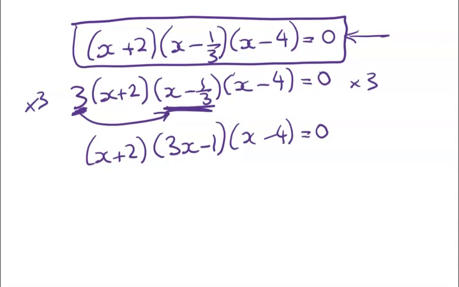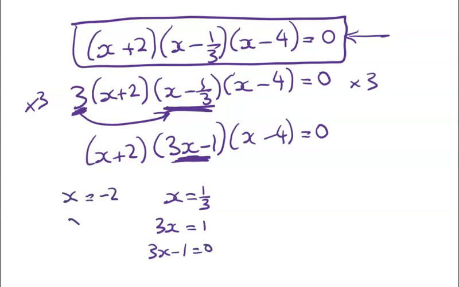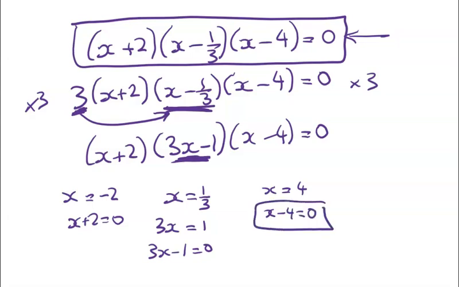Others of you will be confident with your quadratics and your cubics, and you will have gone straight away to knowing that if the root is x equals 1/3, we write that factor as 3x equals 1 or 3x minus 1 equals 0. Right, just as here we started with x is equal to -2, and we get x plus 2 is equal to 0. X equals 4, x minus 4 equals 0. Right, so that's where these factors are all coming from.